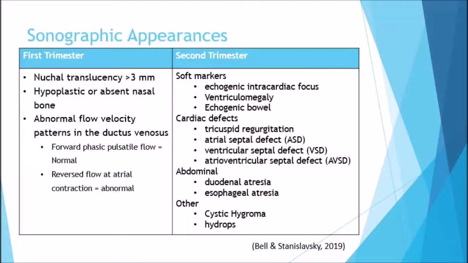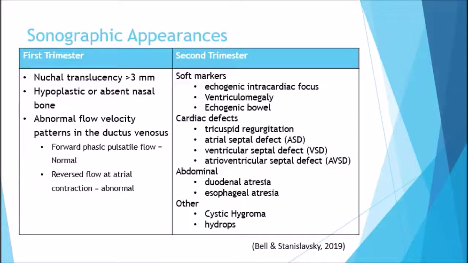During the second trimester, the soft markers include echogenic intracardiac focus, ventriculomegaly, and echogenic bowel. The cardiac defects in the second trimester include a tricuspid regurgitation, atrial septal defect, ventricular septal defect, and atrioventricular septal defect. Duodenal atresia, esophageal atresia, hydrops, and cystic hygroma are also associated with Down syndrome.